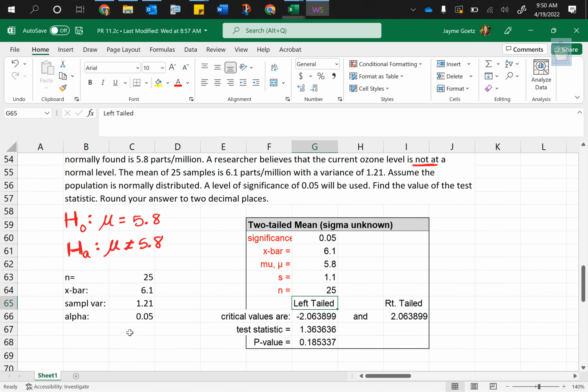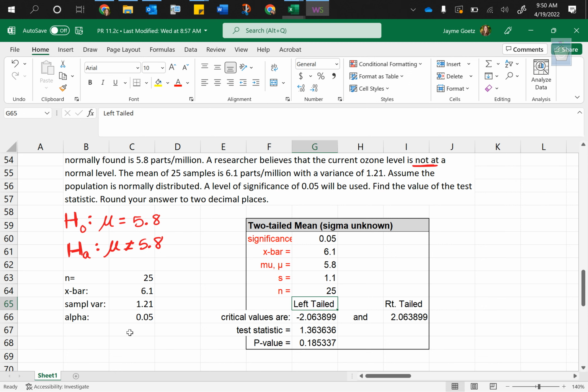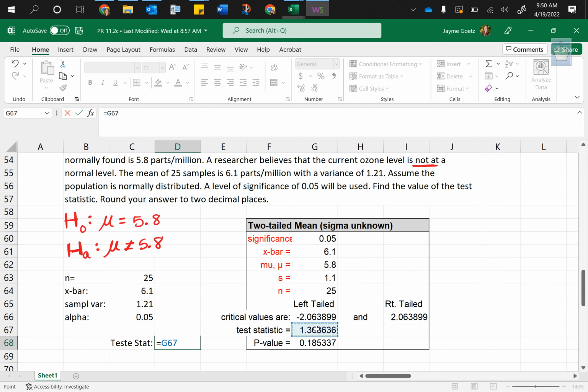Now, this question was specific. It just said find the value of the test statistic. So the test statistic, rounded to 2 decimal places, it's going to be equals, and then you have to find where it says test statistic right here. It's this guy right here at 1.36. And again, 2 decimals. Now, just a reminder, I spelled test wrong.